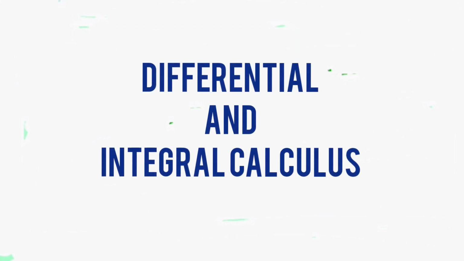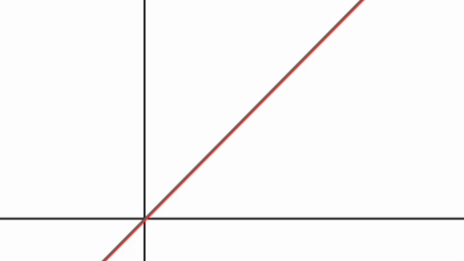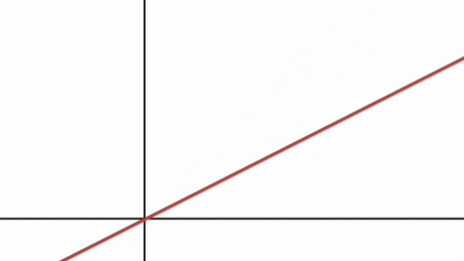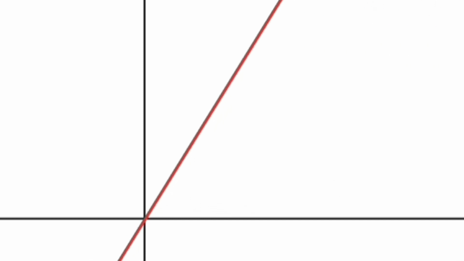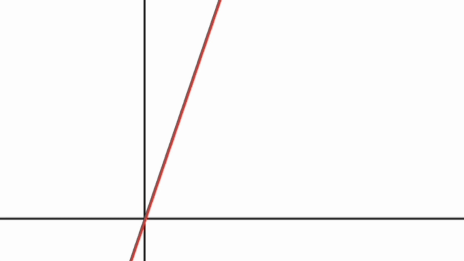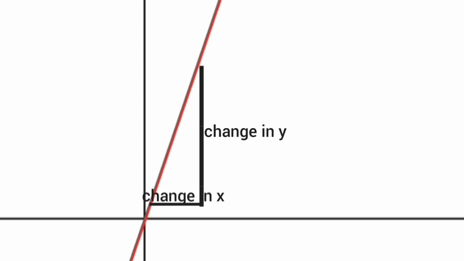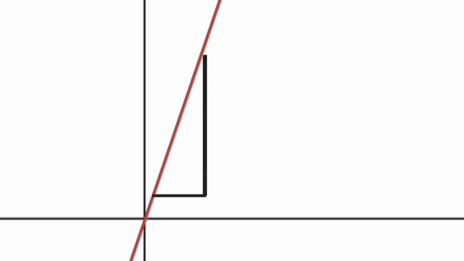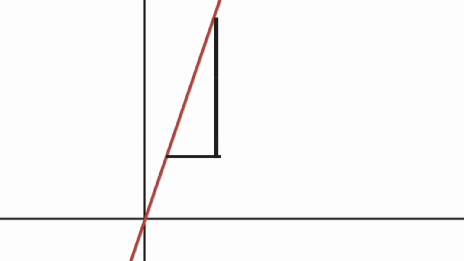Differential and integral calculus. In a line function, we can observe the slope of the line. It is used to determine the steepness of a line. Here, we have a line that is slightly rising, and this line is rising sharply. We can measure the slope using the rise over run, or the change in y over the change in x. And this is uniform or constant all throughout the line.